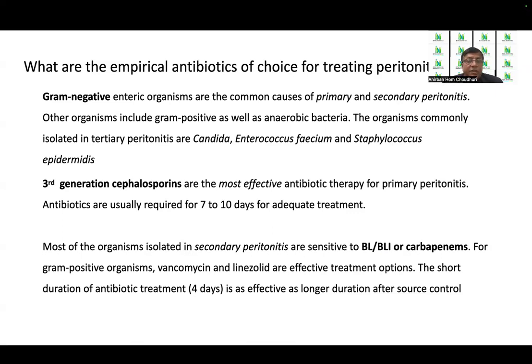So third generation cephalosporins are the most effective antibiotic therapy for primary peritonitis, and usually they are required for 7 to 10 days. Again, they can be followed up with culture and biomarkers. Most of the organisms isolated in secondary peritonitis are sensitive to BLBLI or carbapenems. For gram-positive organisms, vancomycin and linezolid are effective treatment options.